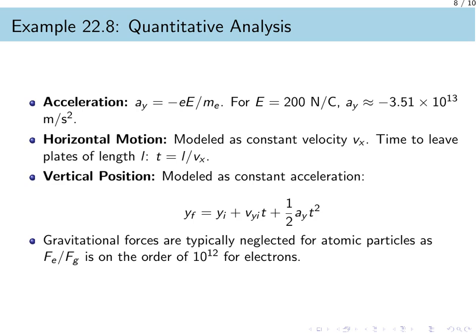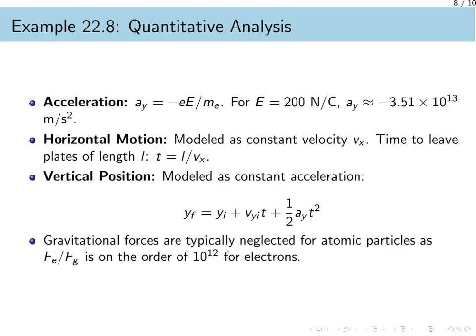First, the vertical acceleration is determined by the electron's charge and mass, yielding a negative value equal to the elementary charge times the electric field, divided by the electron mass. For the horizontal motion, there is no force, so it is modeled as moving with a constant velocity.